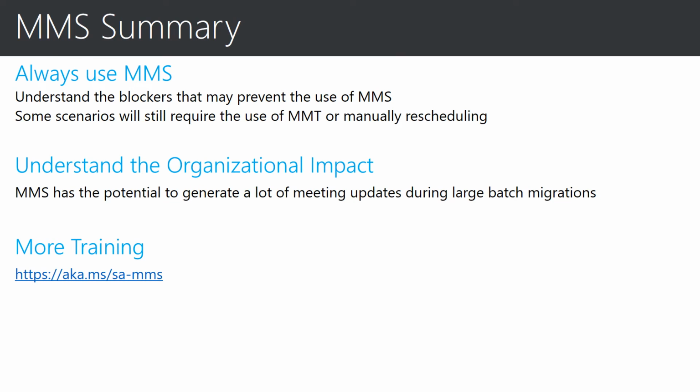In conclusion, always use MMS when possible. If MMS cannot be used, make sure to understand what blockers exist that prevent MMS from being used, and what can potentially be done to remove those blockers. In certain migration scenarios, MMT or manually rescheduling meetings may still be required. Make sure to address the potential impact MMS may have to the organization.